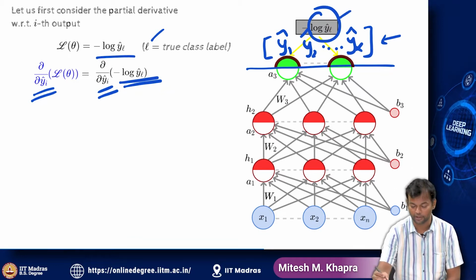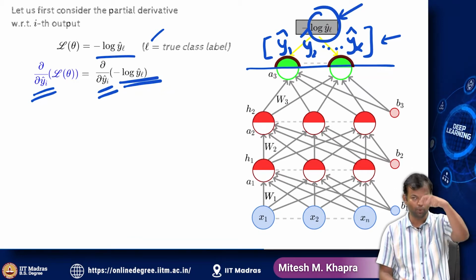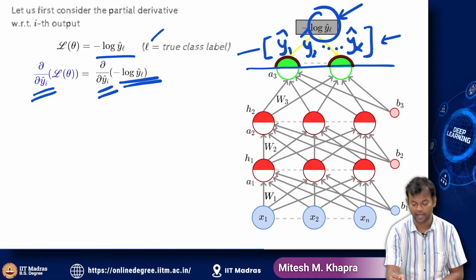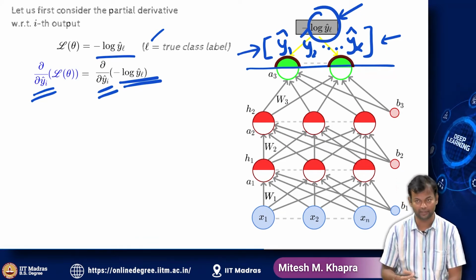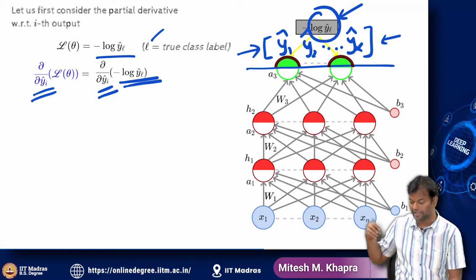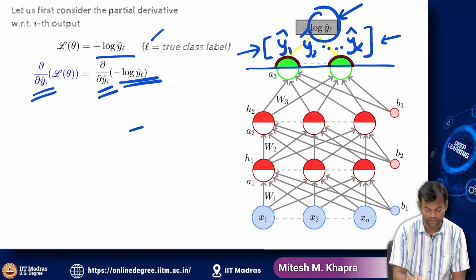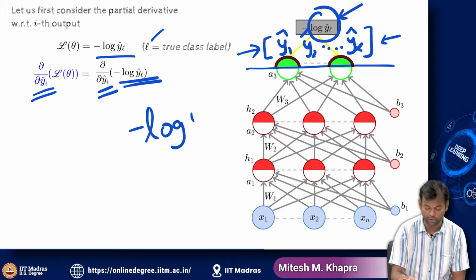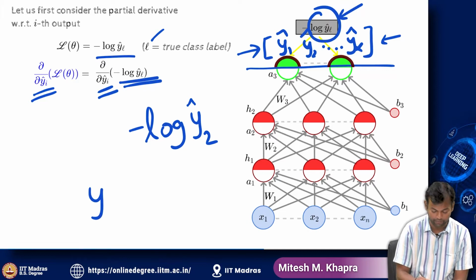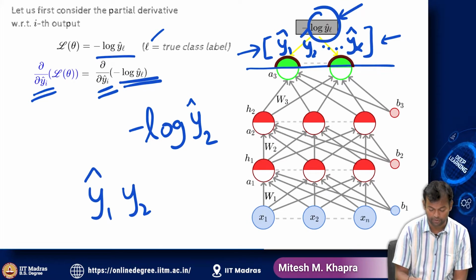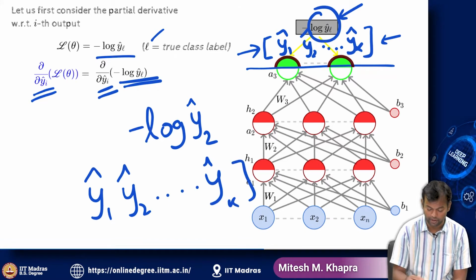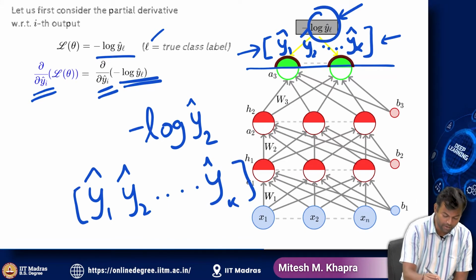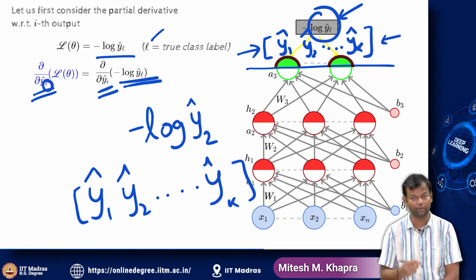We know that this log y hat L depends only on one of the elements in this array, the one which corresponds to the true class label. In particular, let's take an example. Suppose L is equal to 2, that means the second class was the correct class. Then the loss function would in effect be minus log y2 hat, and I am trying to take the derivative of this with respect to any one of these, because I have considered a generic i here.